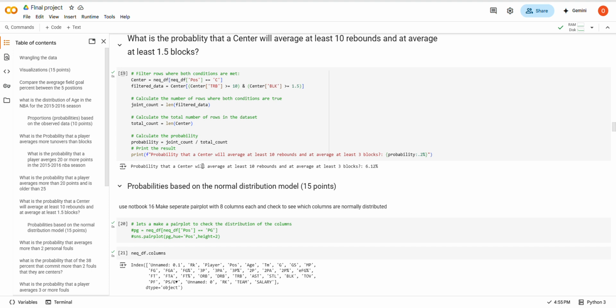Moving on, and this is the part where I kind of ran into a wall, and it was probabilities based on normal distribution. Now, the issue that I was having was that my data set had so many columns, right? If I did a normal pair plot, I wouldn't really be able to tell just from looking at the pair plot which columns would be normally distributed.